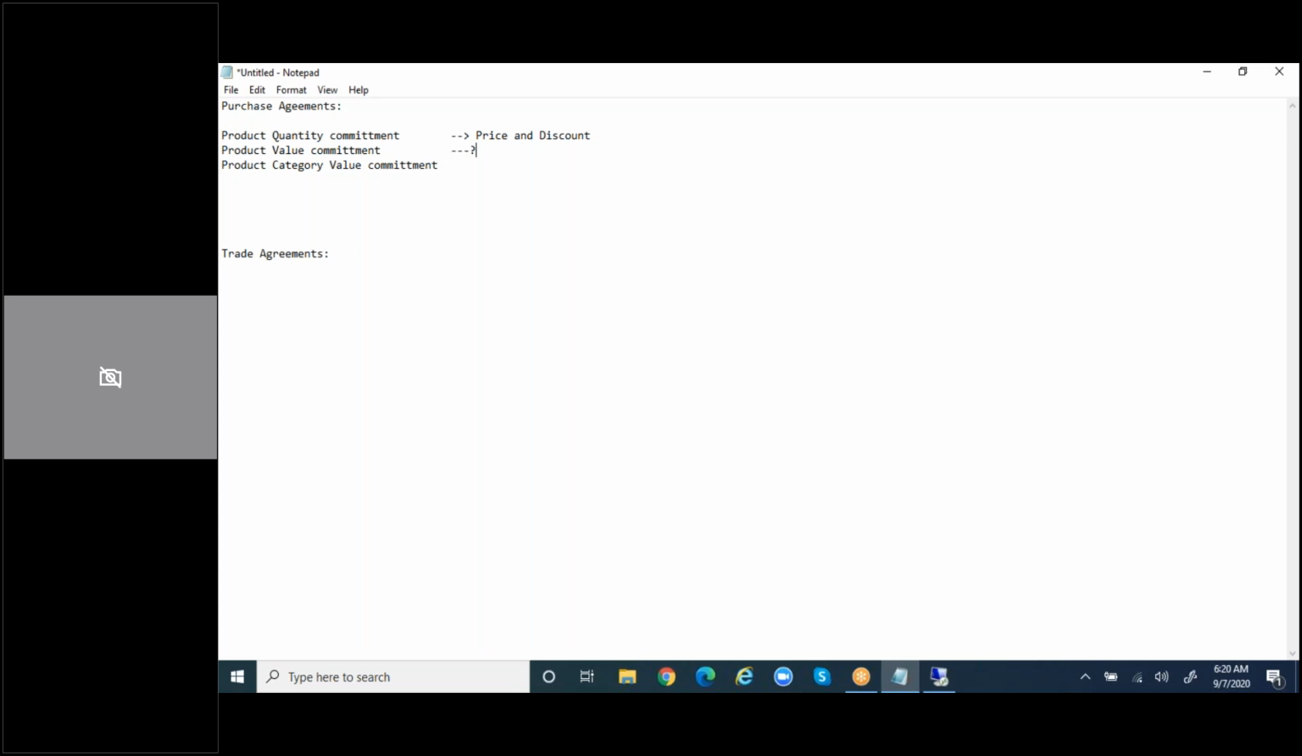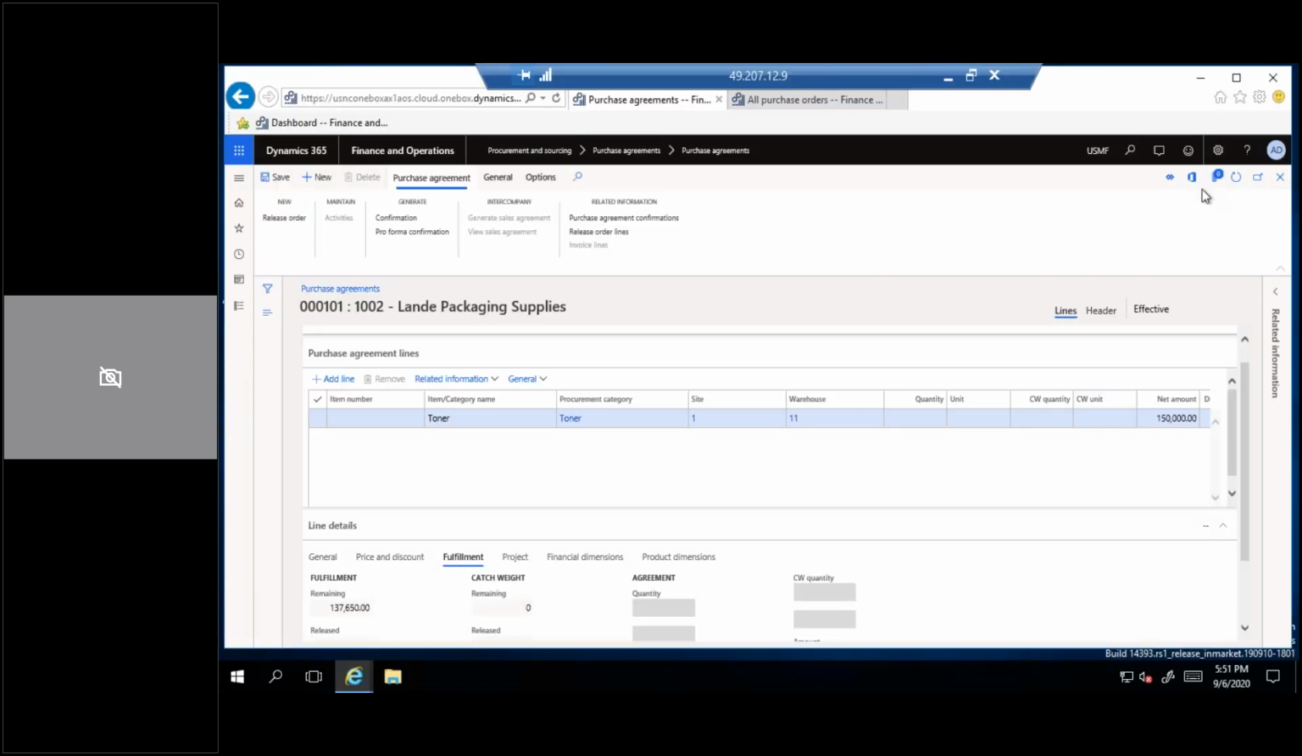Means the price may vary every time. It's not like price, because you are entering value only here. These two are value commitments. Here, specific quantity. So whenever you are doing this, look at this one.